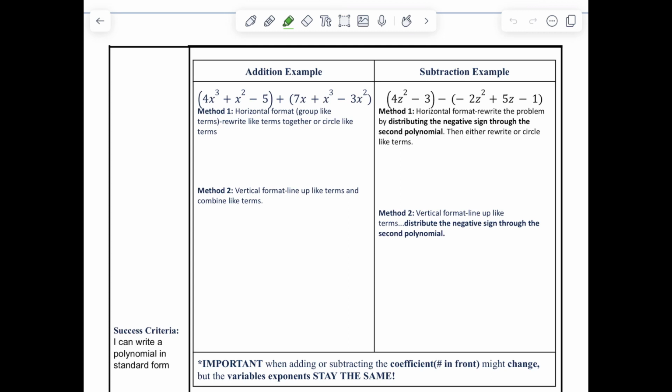Let's do some work on the second page. Here we're combining like terms. We're going to do this 2 ways. The first way is horizontally and the second way is vertically. You get to decide which method you prefer.